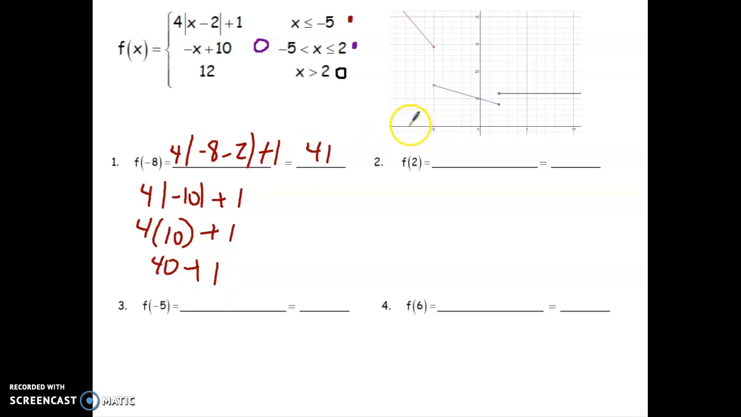So my -8 value would be over here, and if I go up, you can see that it's going to match the positive 41 on my graph. -8, positive 41 would be a point on the graph.